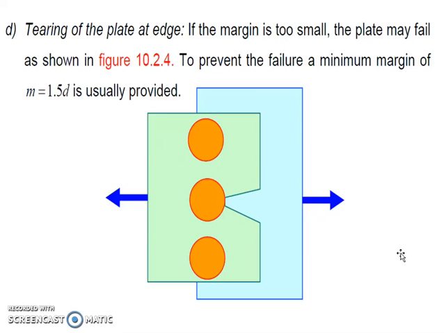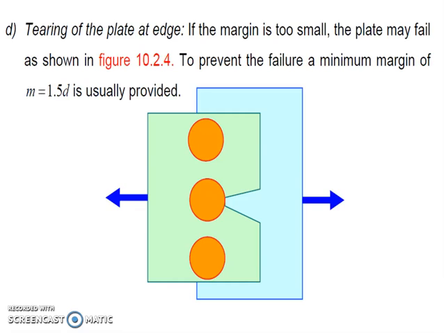The fourth type is the tearing of the plate at the edge. Now, in some cases, it may happen that the plate from the edge, when applied by forces, will undergo a tearing at this particular point here. And therefore, if the margin is too small, it may fail here.